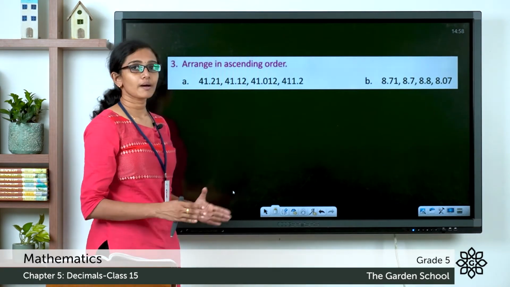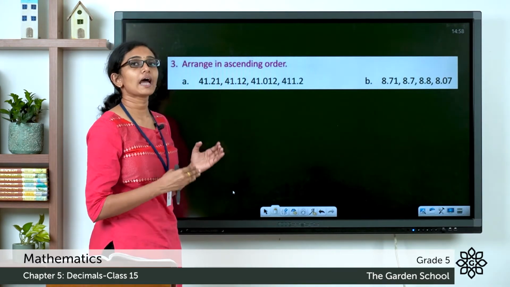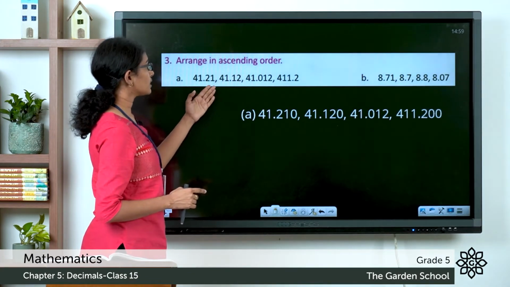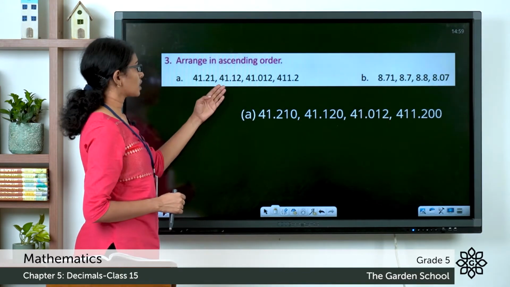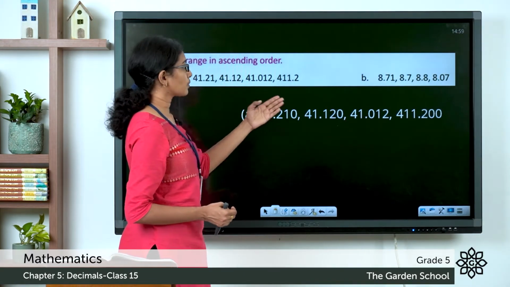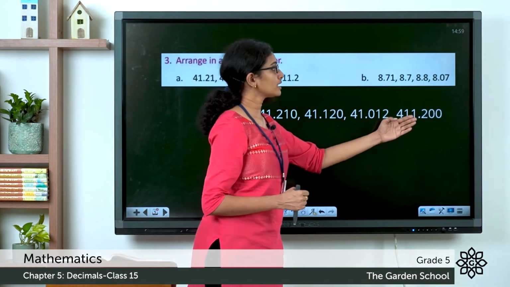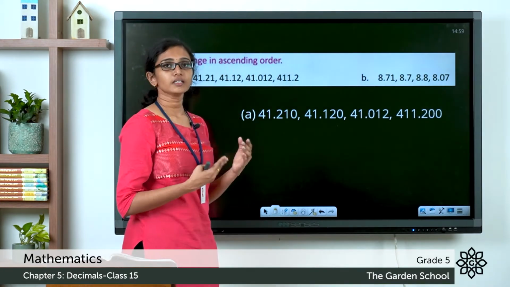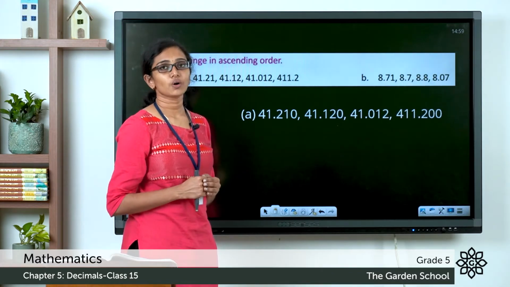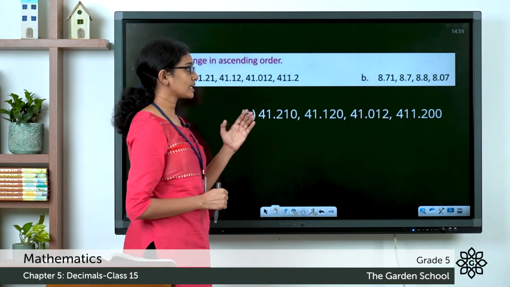So let's make the number of digits after the decimal point in all the numbers 3. How? By adding enough zeros to the right. So let's do that and we get 41.21 is equal to 41.210, 41.12 is equal to 41.120, then 41.012 as such, and 411.2 equal to 411.200. Adding zeros to the rightmost end after the decimal point will not make any difference in the value of the decimal number. So right now these decimal numbers are like decimals. Now we can compare them easily.